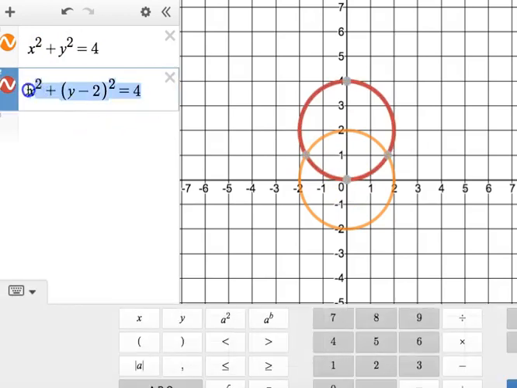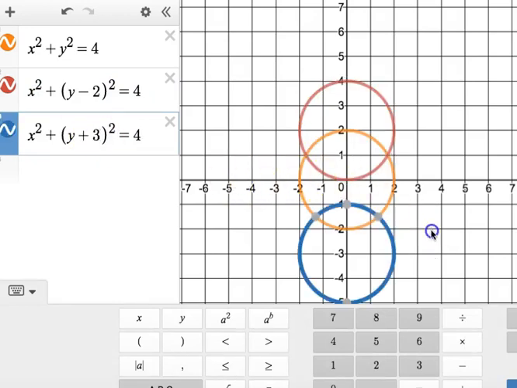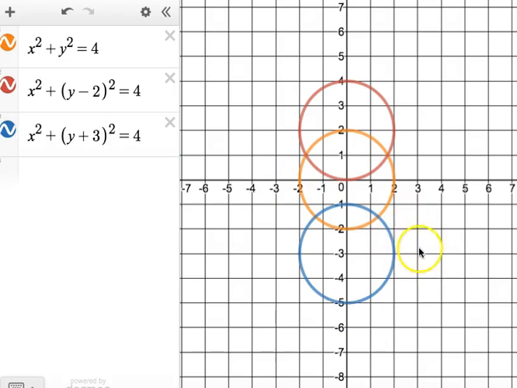Let's now shift the orange graph maybe down 3. So that would be y plus 3 would shift that graph down 3 units. So notice there's no shift sideways on the x-axis. There's been a shift downwards because what makes y plus 3 equal to 0? It's y is negative 3. So this one has been shifted down 3 units from where the orange circle is.